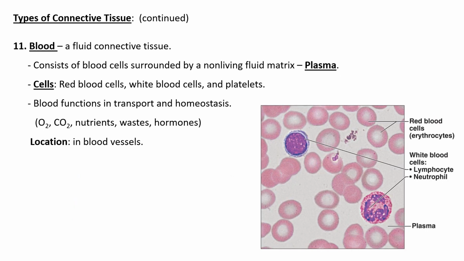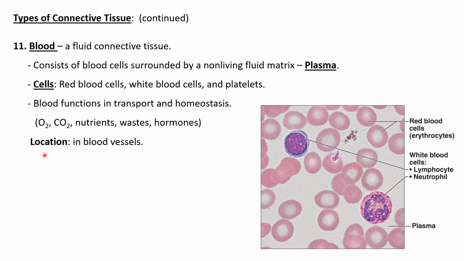And our last tissue is blood, and this is the only fluid connective tissue, the only fluid tissue. But it is a tissue. It consists of blood cells surrounded by the non-living fluid matrix plasma. So here's the plasma, here's red blood cells here. Here's white blood cells here, and then here's some platelets. So cells: red blood cells, white blood cells, and platelets. And there's plasma between it, which is water and a bunch of other things dissolved in it.